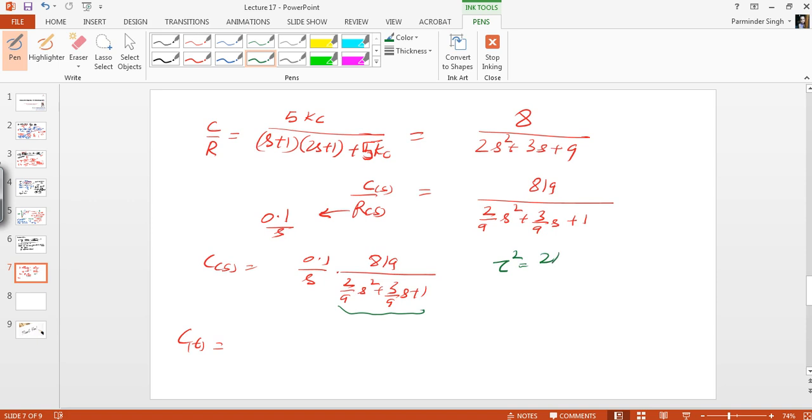So tau squared is 2 by 9, so tau comes out to be 0.47, and 2 zeta tau is 1 by 3, so zeta in this case comes out to be 0.353, less than 1. So the response is underdamped. For a step input, we have the expression for the underdamped system.